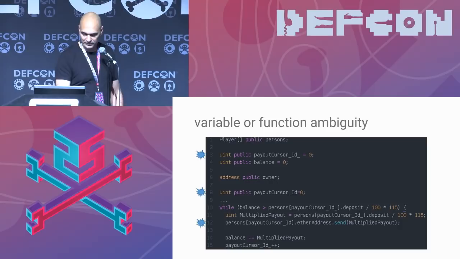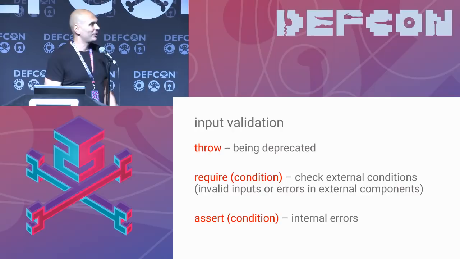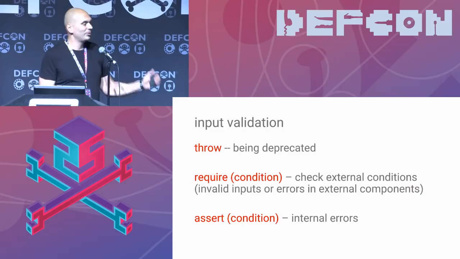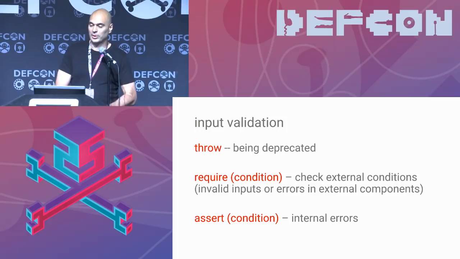So as I said before, throw is being deprecated, but input validation is a theme that should never leave any kind of app testing behind. You always have to do proper input validation. So now we've got require, which is meant to be used for input validation. It should be done on any user input. So if a user sends something that's not expected, it throws if the condition is false. So that's a good thing. You're getting what you expect.